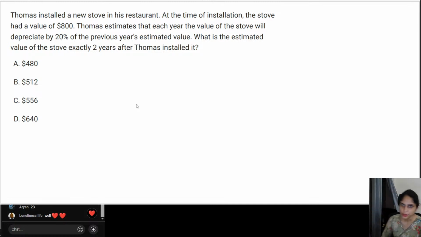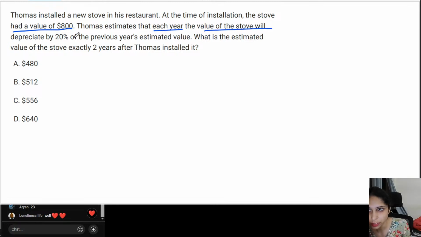Thomas installed a new stove in his restaurant. At the time of installation, the stove had a value of 800. So had a value of 800. Okay. Thomas estimated that each year the value of the stove will depreciate by 20% of the previous year's estimated value. Depreciate means decrease.